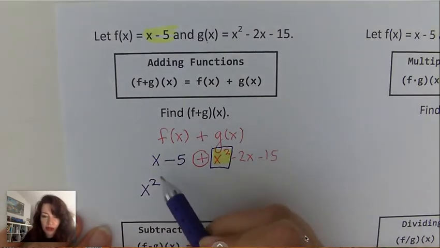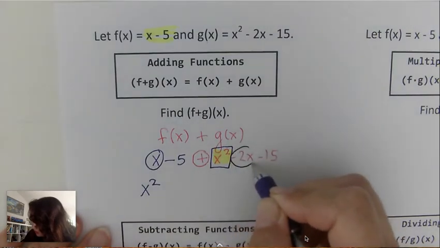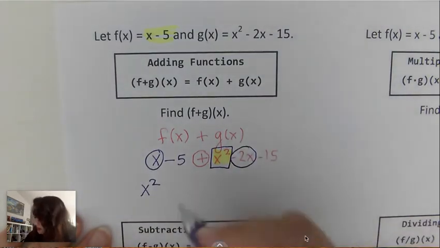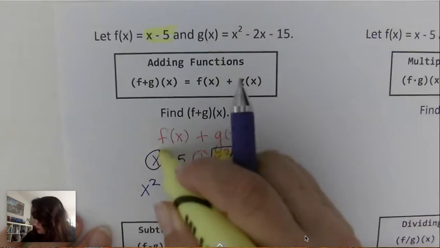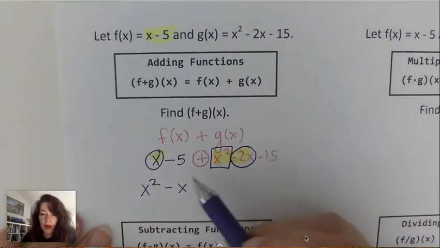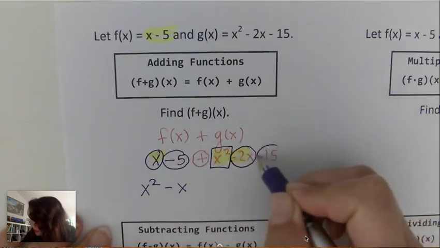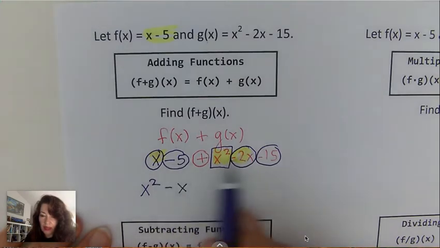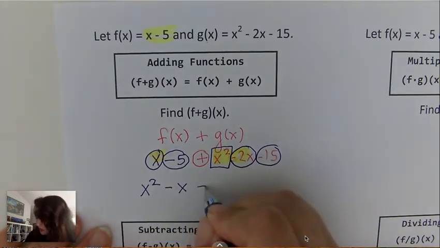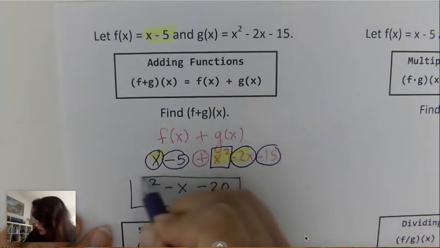And then the next highest term is an x. So I have an x here, and I'm going to combine it with negative 2x. X minus 2x is negative x. And we have completed those. And lastly, I'm going to combine my constants, which is negative 5 plus negative 15. Now be careful, you don't want to forget that this is a negative, so make sure you are combining two negatives. So negative 5 minus 15 is negative 20. So this would be our final answer for this example.